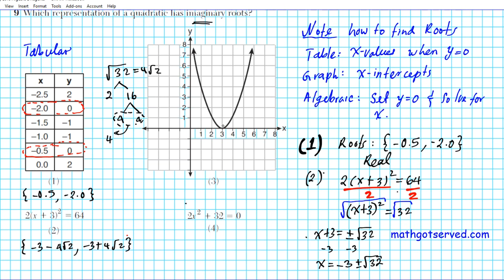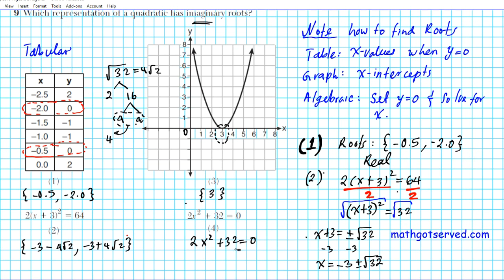Alrighty, the x-intercept here is 3, so the root for this one is simply 3. That's the x value when y is 0. Okay, for option 4, we have another equation, 3x squared plus 32 equals 0.